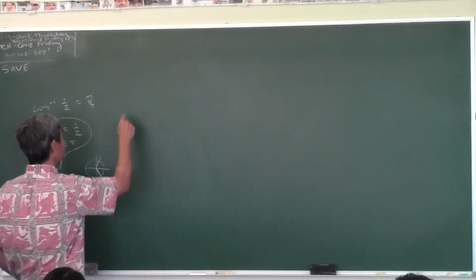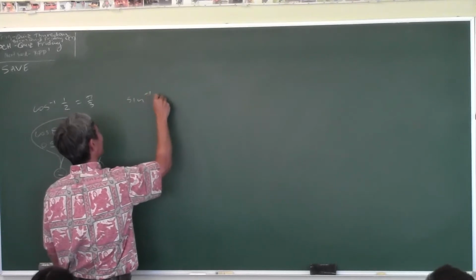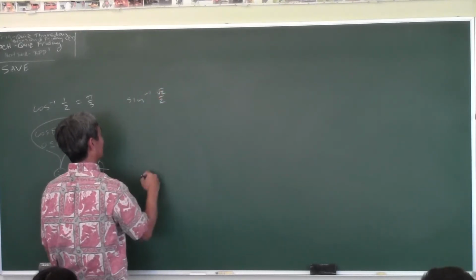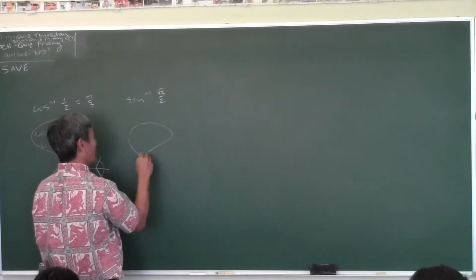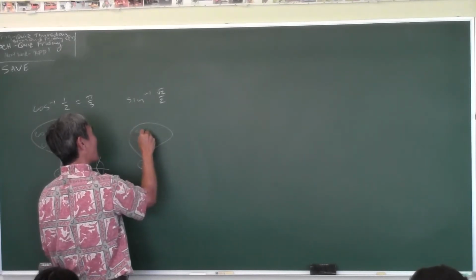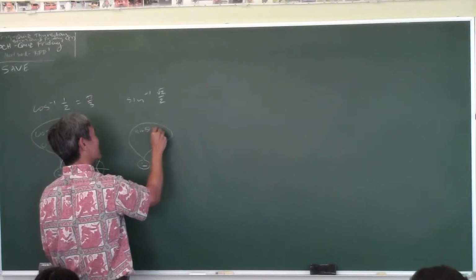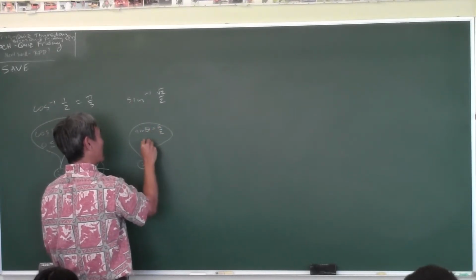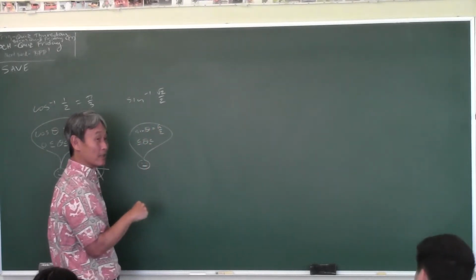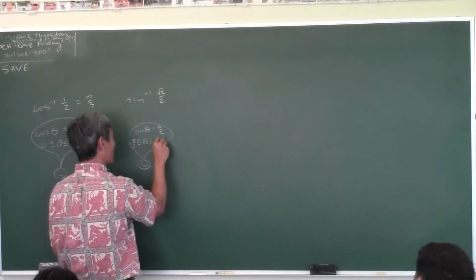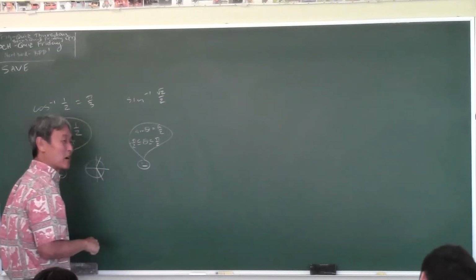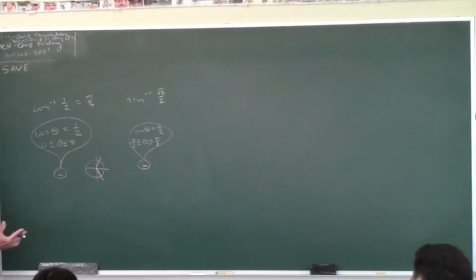Okay, let's do another one. Sine inverse root 2 over 2. Here's you. This is what you're thinking. When you see this, you're thinking sine of what angle is root 2 over 2, but the answer has to be in a certain range, and that range is negative pi over 2 to pi over 2. Where are you coming up with these? These are standard mathematical ranges. You have to know that.